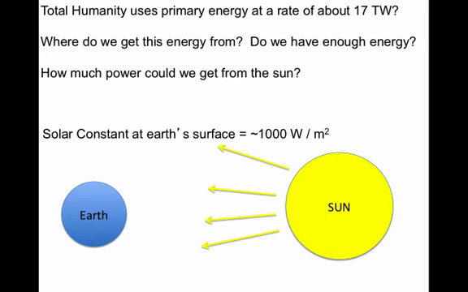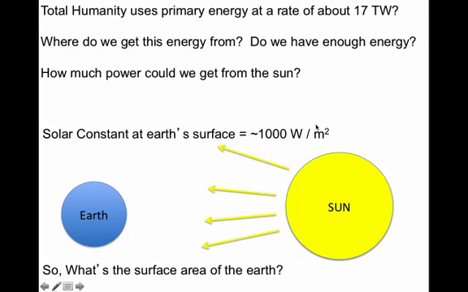On the Earth's surface, under full sunlight, we get about 1,000 watts per square meter. So how much energy or how much power does the whole Earth get on average depends on the surface area of the Earth. What is the surface area of the Earth? Well, this is your planet.